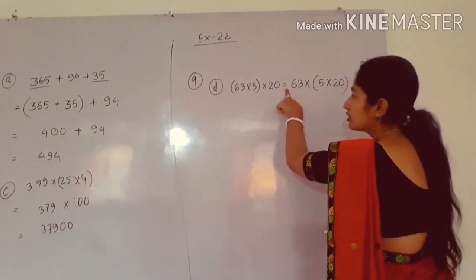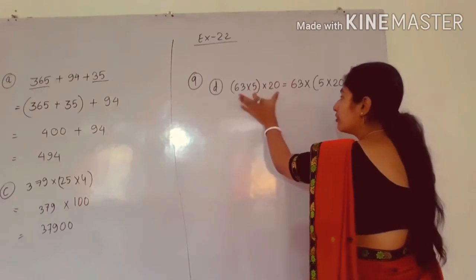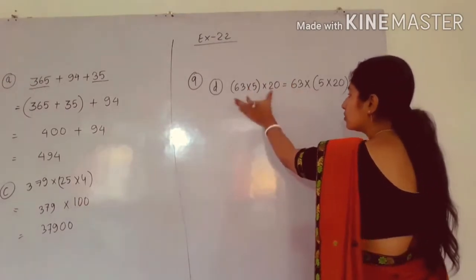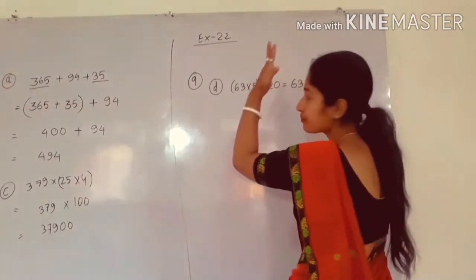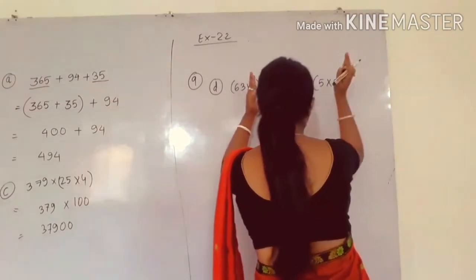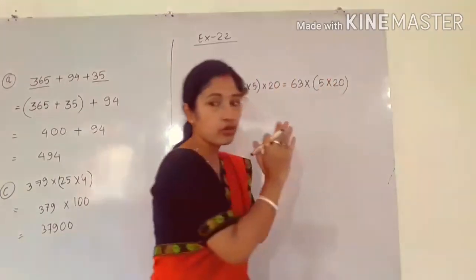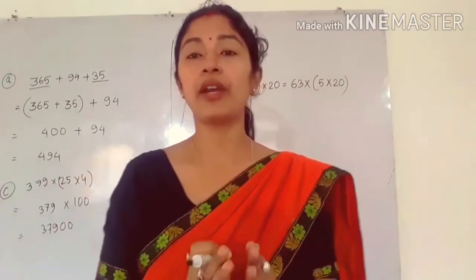There is an equal to symbol. That is the main thing. See, before equal to we have one part, and after equal to we have another part. Before equal to, this part is called left hand side, because this is my left hand. That's why it is called left hand side. And this part is called right hand side. So what we have to do? We have to solve the left hand side and right hand side parts separately.